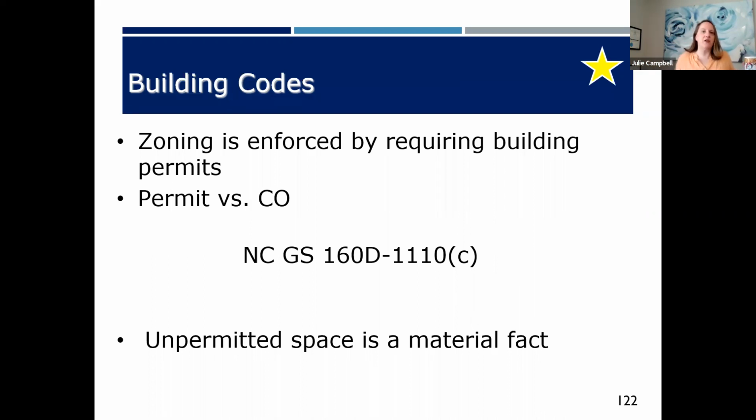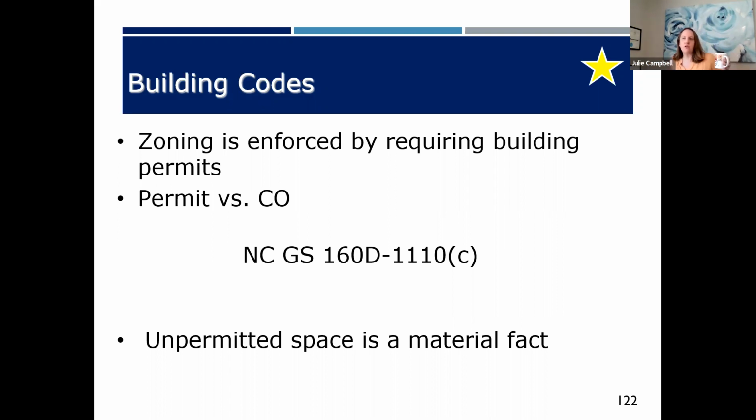Same thing if you want to finish your unfinished basement. Maybe right now your unfinished basement is dirt or concrete. It's not finished space. Things like that will probably require a permit. Now, this is what we run into as real estate agents. Not everybody knows or cares that they need a permit to do these major renovations.